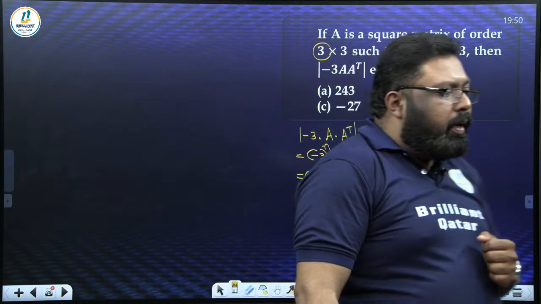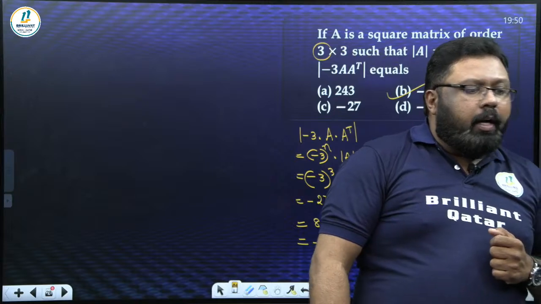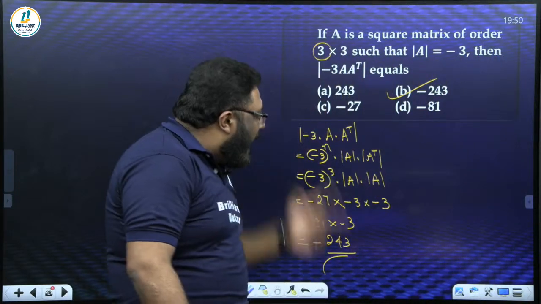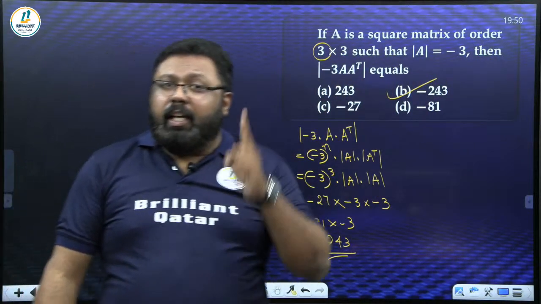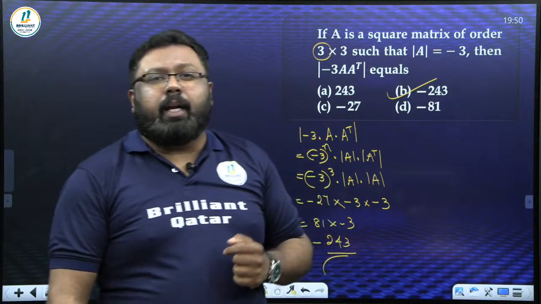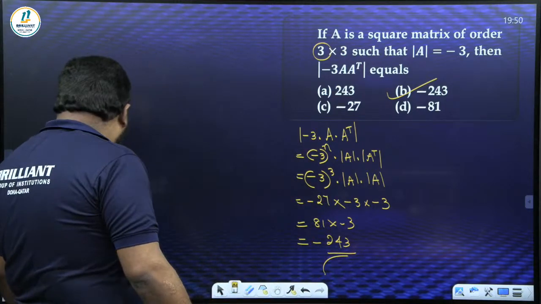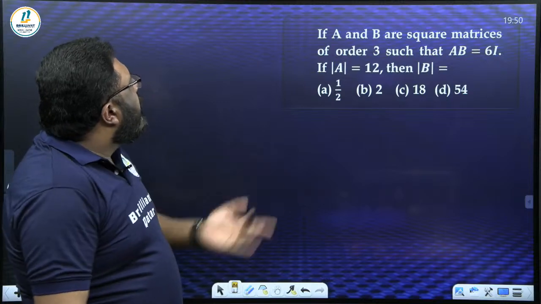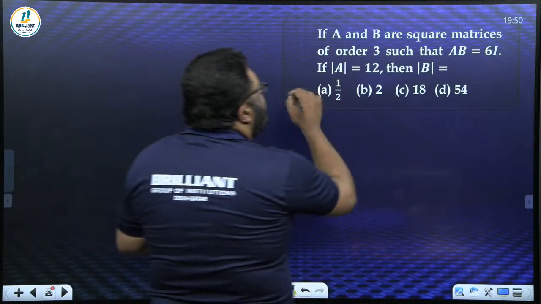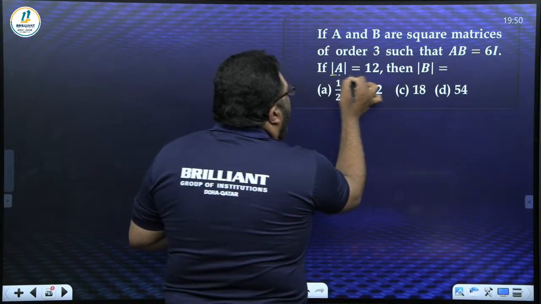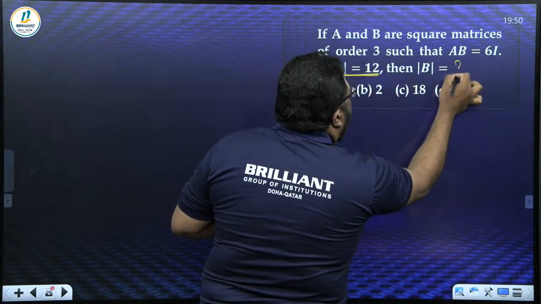Right answer coming from Madhasri, Ruben, Hanna, Simra. Yes. Again I'm telling you, my dears, property-based questions of determinants, one question 100% sure. Okay. Next. AB equal to 6I. Determinant of A is equal to 12. Find the determinant of B.